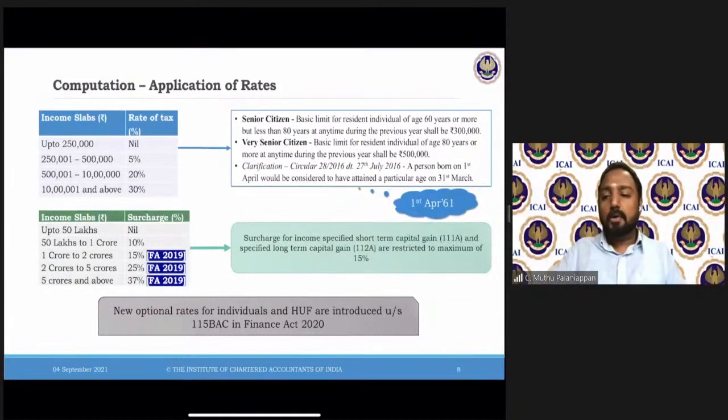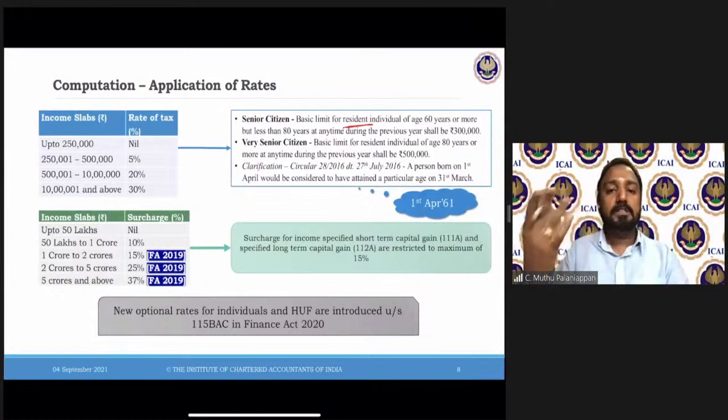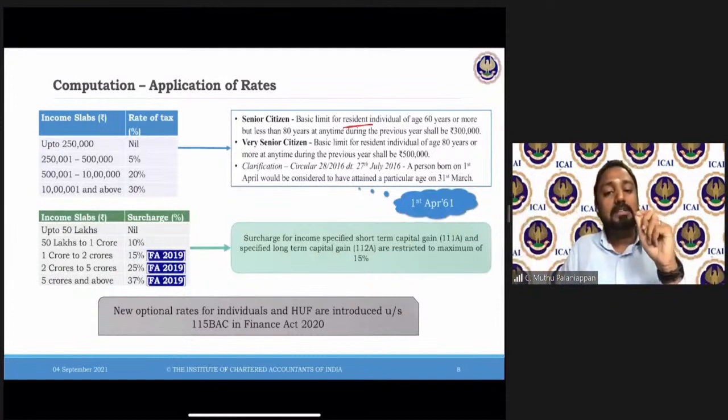Now, there are provisions for senior citizens. When we say senior citizen, the important keyword is resident. We even stressed this earlier: only a resident can be a senior citizen. So there is no point in even looking at whether a person will be a senior citizen or not for a non-resident. It is not at all relevant. So it is only for a resident who is aged 60 years and above, but less than 80 years.